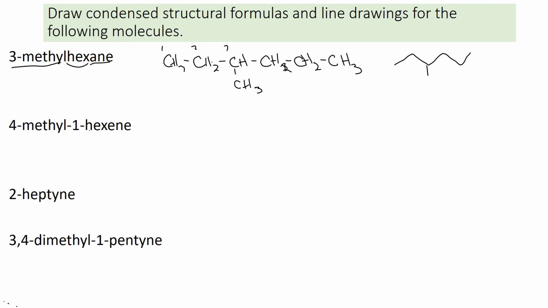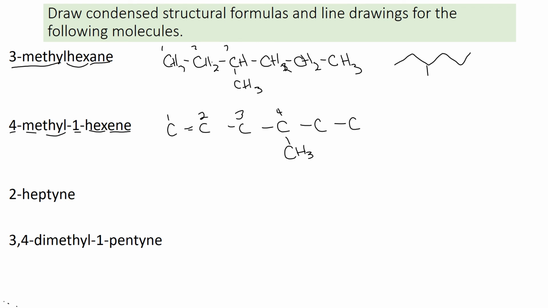This one, we still have the root of hex, so we're going to do 6 carbons. This one has a double bond on the first carbon. So the ene means double bond, the 1 means the first carbon. So we'll make a double bond there. Then we have a 4-methyl, so carbon 1, 2, 3, 4 gets a methyl, CH3. And then we add the hydrogens.